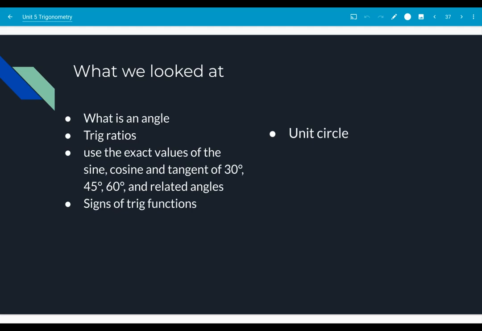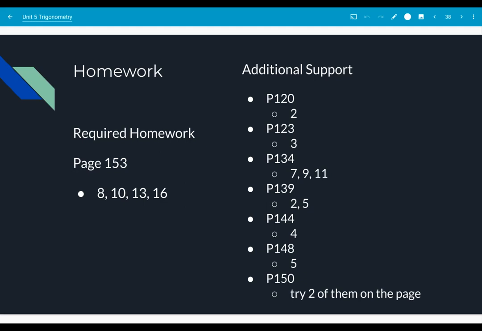So what we looked at in this video is we looked at what an angle is. We looked at the trig ratios, sine, cosine, and tangent. We looked at the unit circle and the exact values of sine, cosine, and tangent for 0, 30, 45, 60, and 90 degrees. We looked at the signs of trig functions as well, where they're positive and where they're negative.